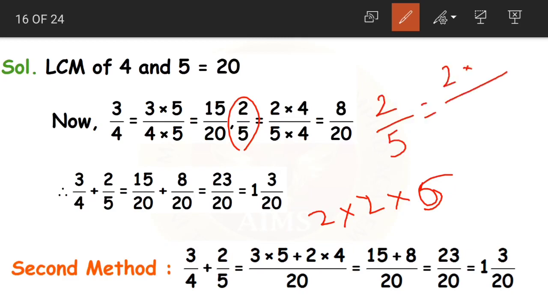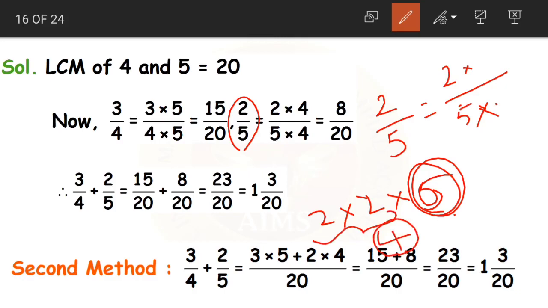2 by 5. Now how to convert this into an equivalent fraction? Look at the LCM here. We already have 5. 2 2s become what? 4. So 4 is missing from the denominator. So multiply by 4. Multiply both the numerator and denominator with 4. Clear, students? Or you can also understand it this way: we have 5, now how many times 5 equals 20? We know that 5 4s are 20. So just multiply it with 4.